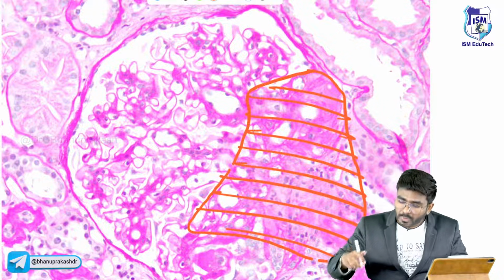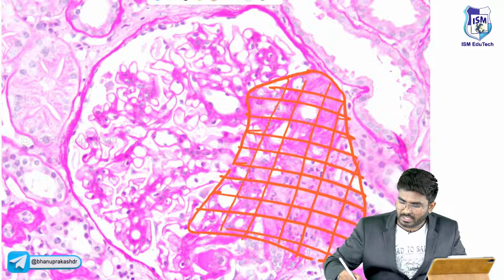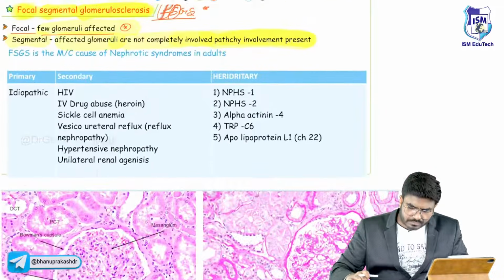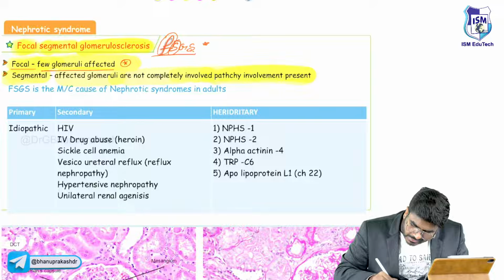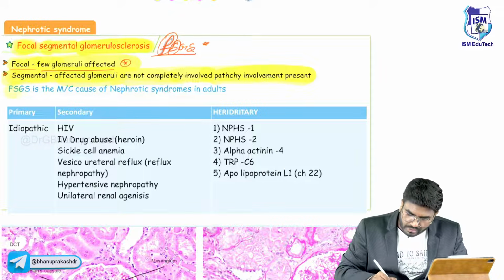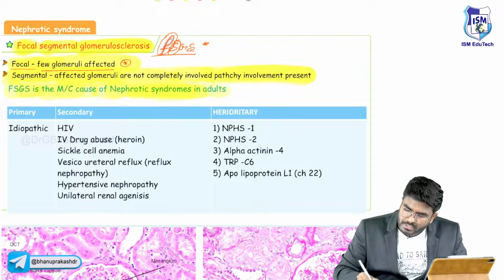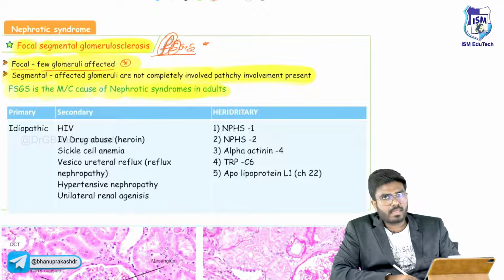Glomerulosclerosis. The glomerulus is getting sclerosed, hardened because of the damage with collagen deposition over there. Okay, so focal completed. Segmental completed. Focal segmental glomerulosclerosis. And I have explained that FSGS is the most common cause of what? It's the most common cause of nephrotic syndrome in adults. In children it is minimal change disease, right?